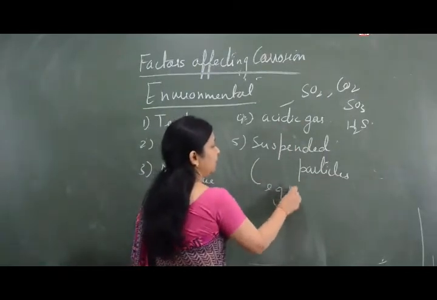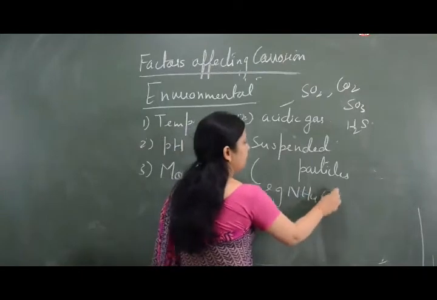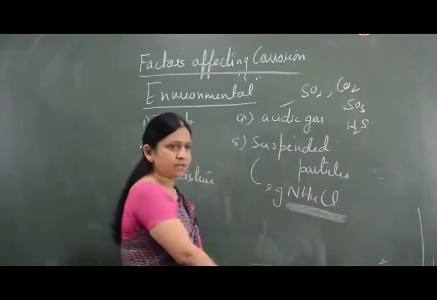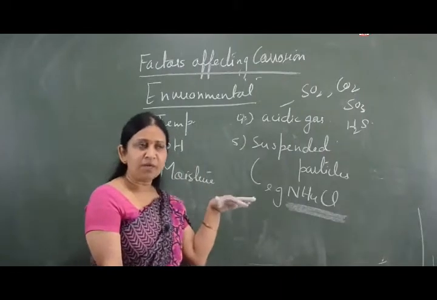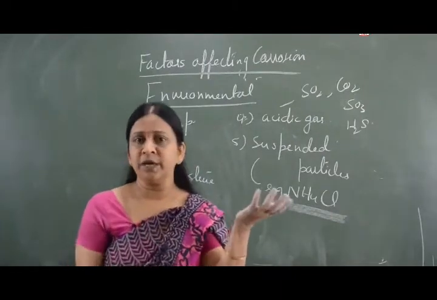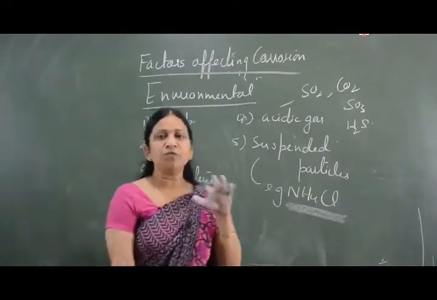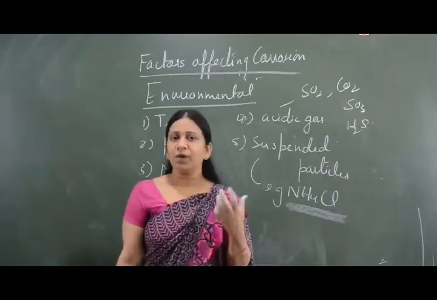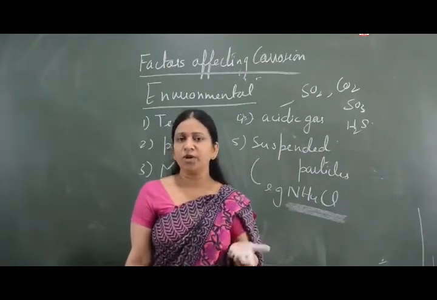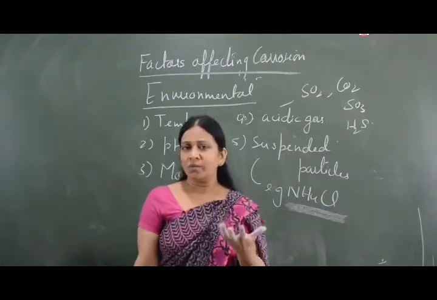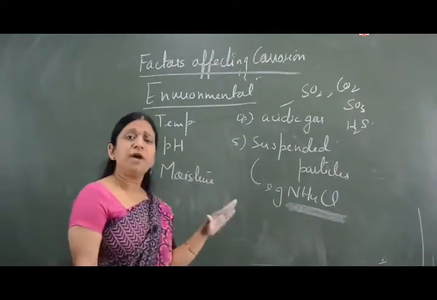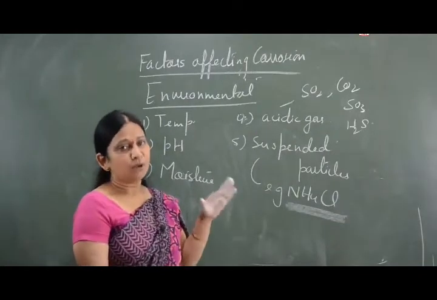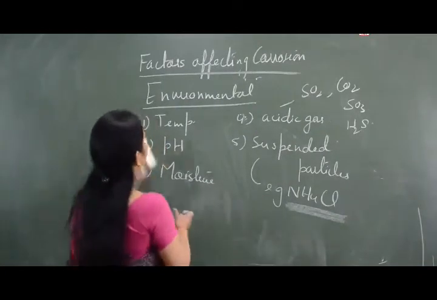For example, ammonium chloride. If it is present in the environment, it can react with the moisture present in the environment and function as an electrolyte. Once an electrolyte is present, again the rate of corrosion is going to increase. Why? Because an electrochemical cell is set up. So these are the environmental factors which are going to affect the rate of corrosion.